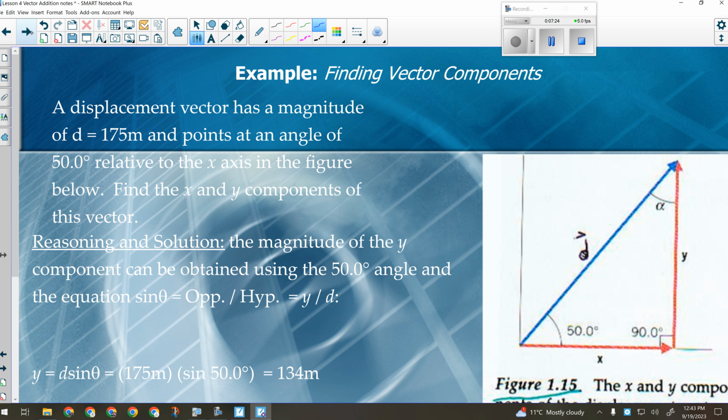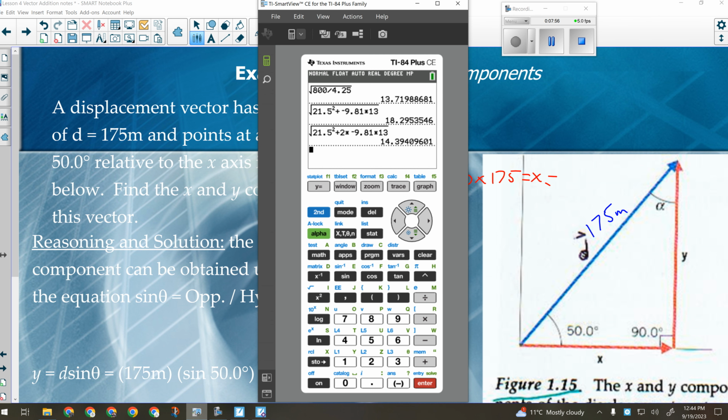So if we had this 175 meter vector, they're telling us D is 175 meters. If I want to calculate X, the X component of that vector quantity, I would take the angle and the hypotenuse and use cosine to get X. So we would go cos of 50 degrees times 175 will equal X. What mode does your calculator need to be in for all this? Degree. If you haven't checked lately, check, because you'll get really wonky answers if it's in radian mode. All right, so we'll have the cos of 50 times 175.